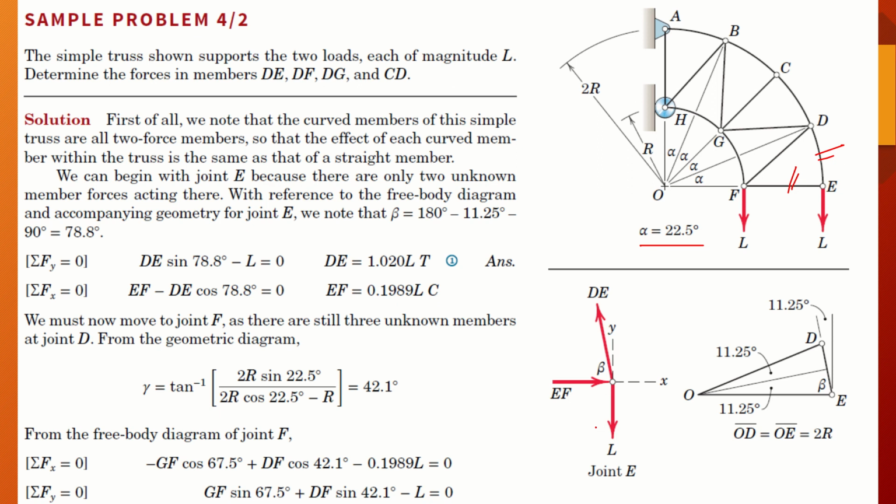Putting them in a free body diagram, we can solve the sum of forces along y-axis equal to 0, sum of forces along x-axis equal to 0, and from there we can find the values of DE and EF in terms of L. Remember, when you're solving, we have to first assume that our element is in tension or compression. From there we are going to start solving for our structure.